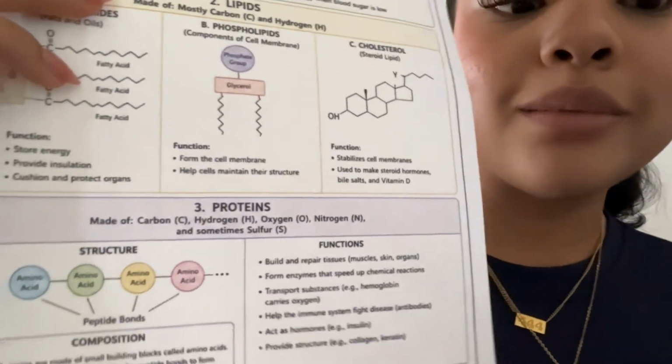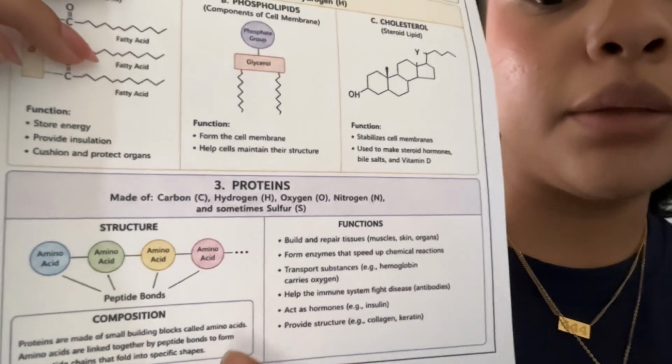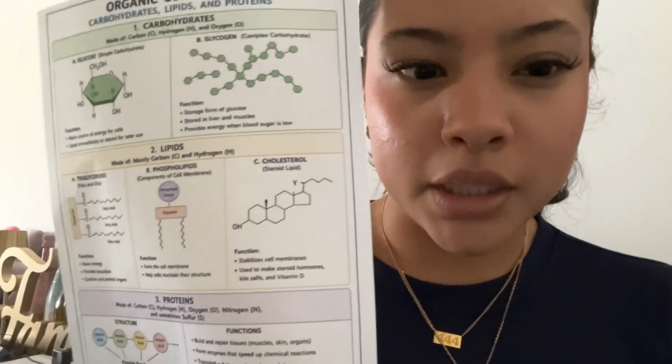It forms enzymes, as we see. It transports substances like hemoglobin. Another function of the protein is that it helps us a lot with our immune system, because the protein contains a lot of antibodies. And it also creates a hormone called insulin that helps us a lot with our muscles, with our energy, with everything that has to do with our proteins.